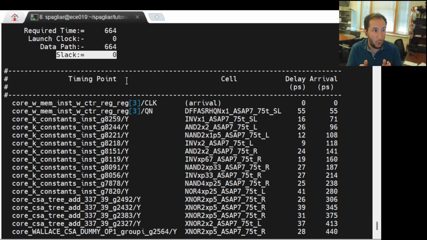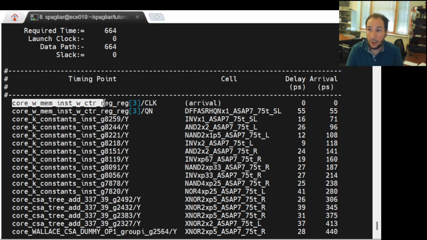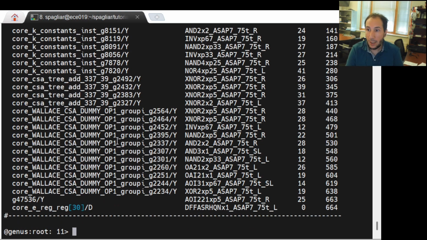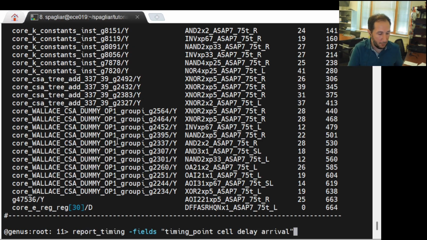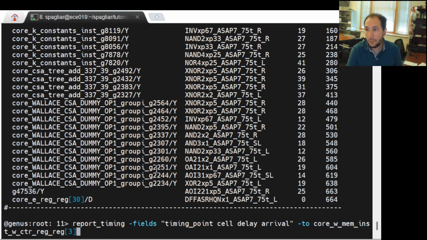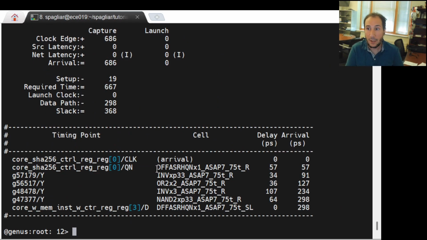What we can do is we can look at the neighboring stages of logic to the left and to the right. Let's start with the one to the left, the one that comes before this flip-flop right here. How do we do that? We do report timing -to that flip-flop. So we're looking at a path that ends at that flip-flop. That's what the to argument does. And we see that this path has a huge slack, 368 picoseconds. That's interesting. So this is what we have on the left of our original critical path.